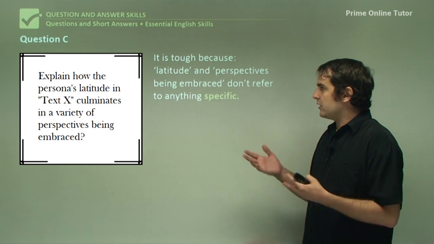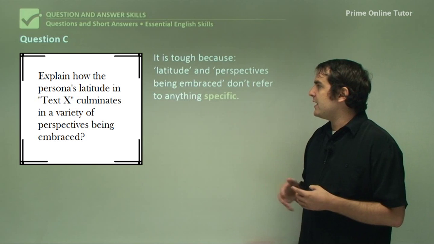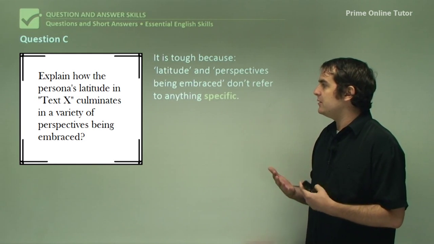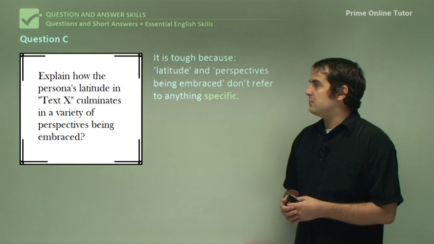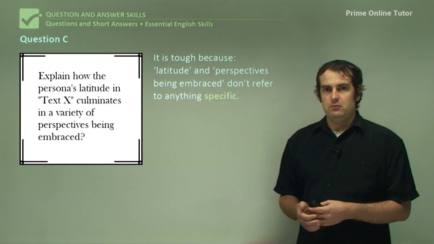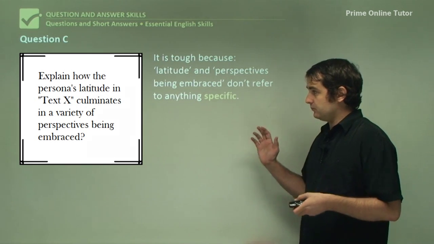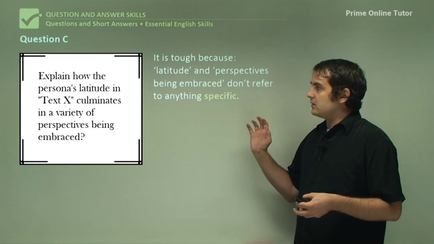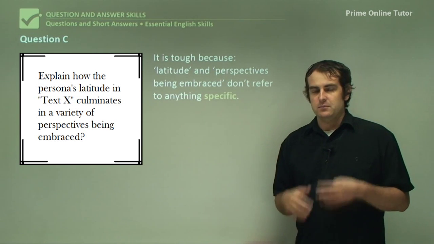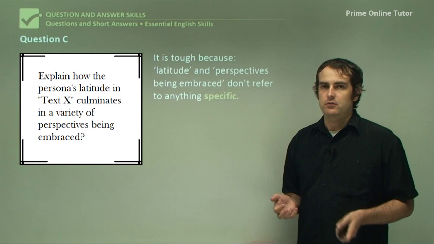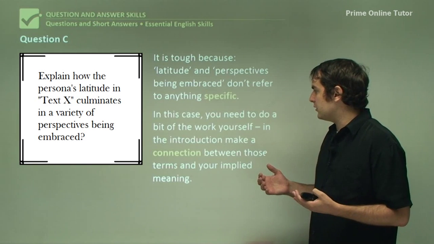As in, if we're looking at the question, I'll read the question out: explain how the persona's latitude in text X culminates in a variety of perspectives being embraced. I mean, what does that refer to? It's almost gibberish. Now, you could basically define those as a number of different things, and because they're so vague, you can basically put your own definition down, and that's basically what we're looking for.